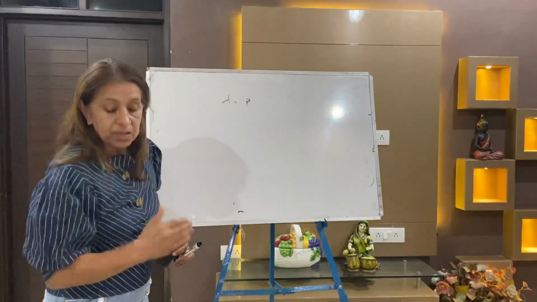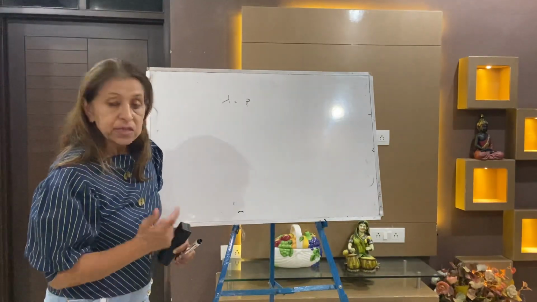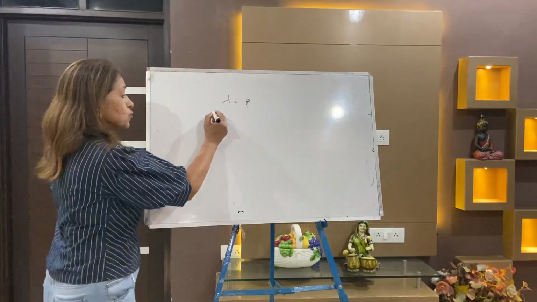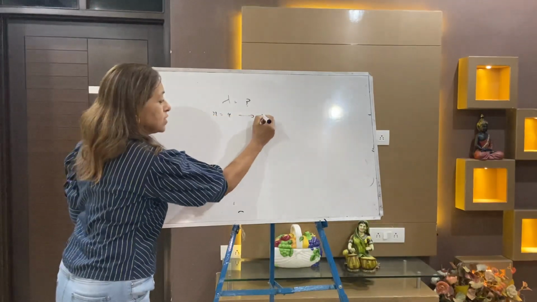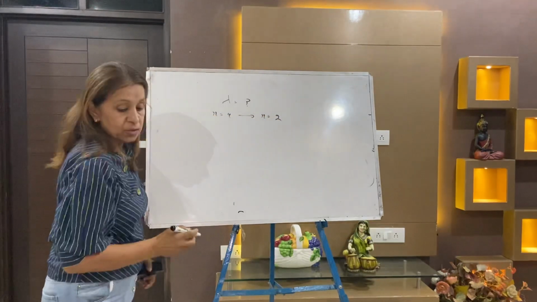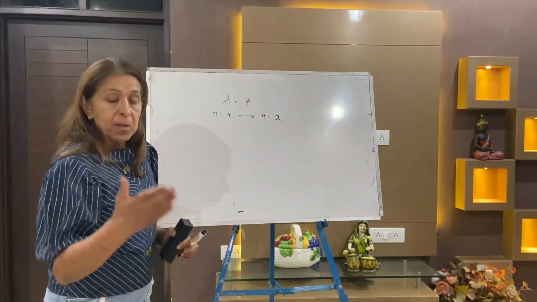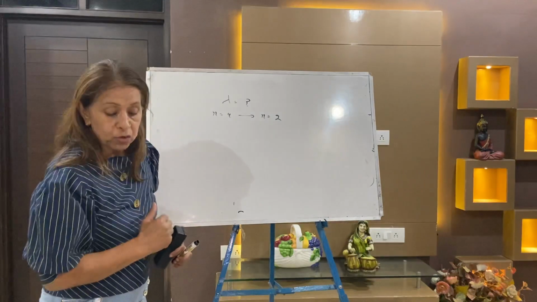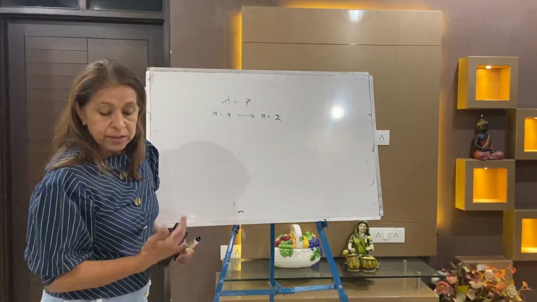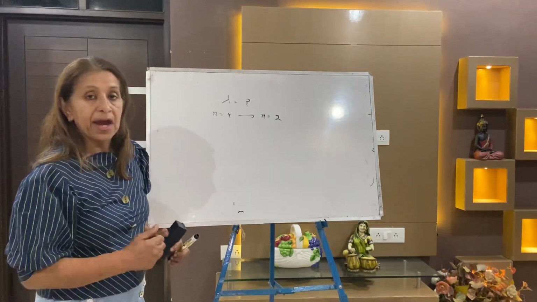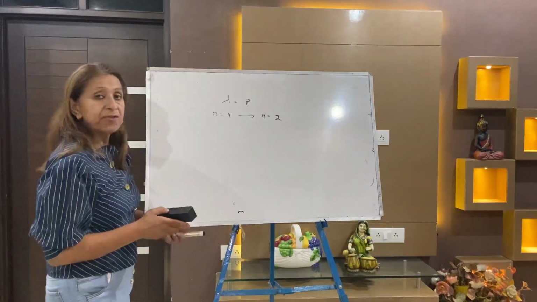Transition means jumps. It jumps from n equal to 4 to n equal to 2. So what is the wavelength of the light emitted when the electron jumps from 4 to 2? And what is the color corresponding to the wavelength, given R is equal to... R is the Rydberg constant.